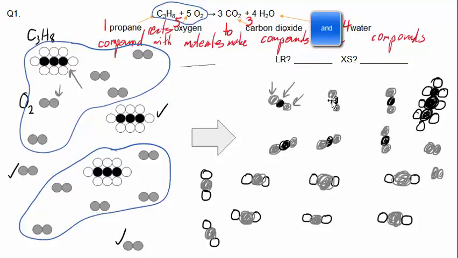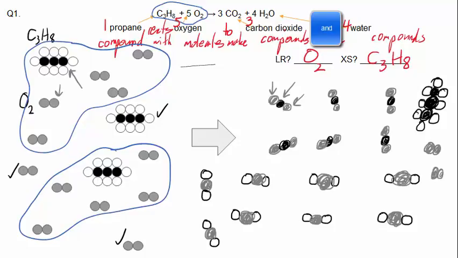6 CO2s, 8 H2Os, 2 O2s left over, and 1 C3H8. So you can see here that the limiting reactant was the oxygen because I had enough C3H8 to do this more, but I didn't have enough O2s. So I know that my O2 is my limiting reactant and my C3H8 is my excess.